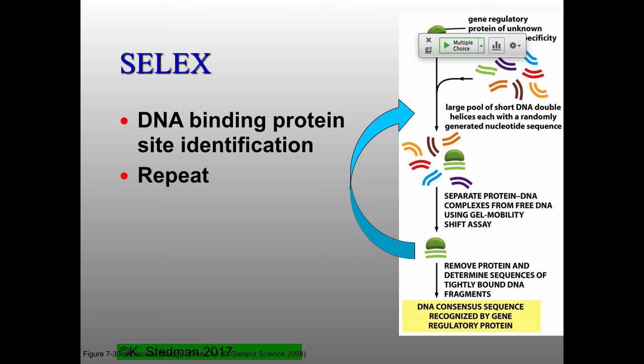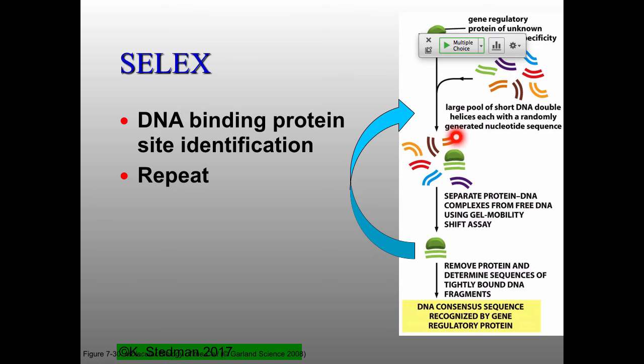So it's literally, again, one of these needle in a haystack processes. You've got all of these random DNA sequences. You put them together with your protein. You hope that one of them is binding to your protein. How do you tell this? DNA bound to protein, what's going to happen to that DNA? It's going to be bigger, so you can separate it in something like an electrophoretic mobility shift assay. So you do these electrophoretic mobility shift assays, you find this DNA that's associated with your favorite protein.